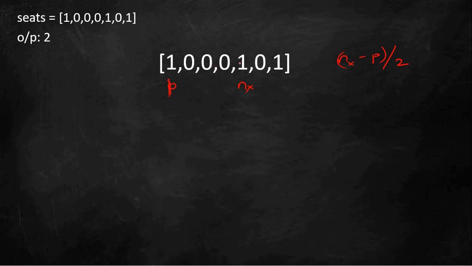but this is possible only if the empty seats are in between any two people. What if the empty seats are at the end? So, in that case, for example 1 0 0 0 and let us say this is 0, it is this way.